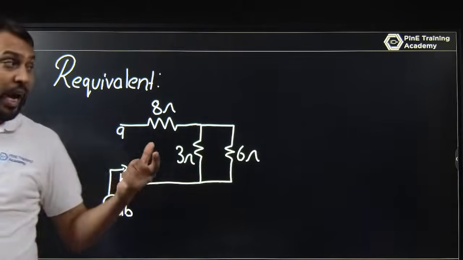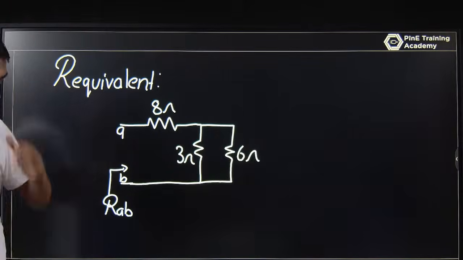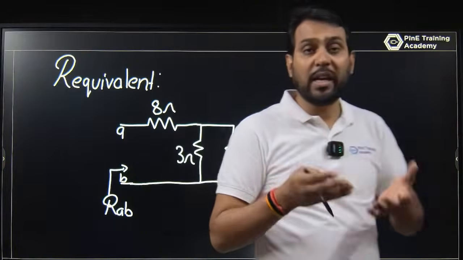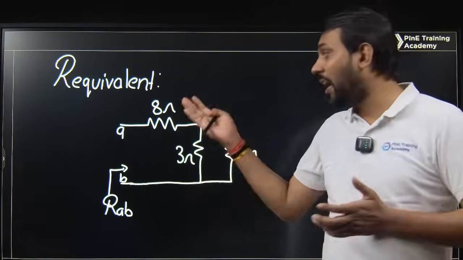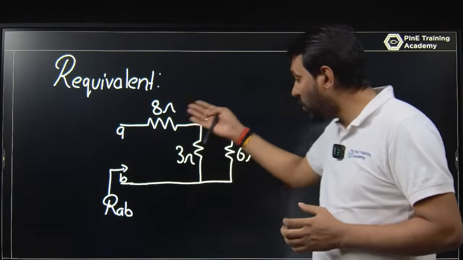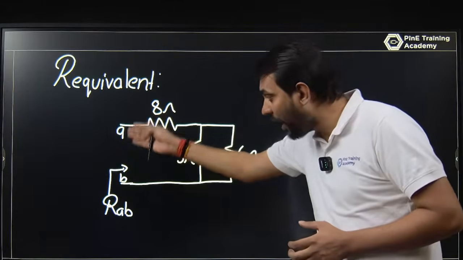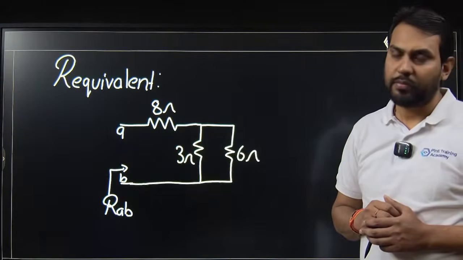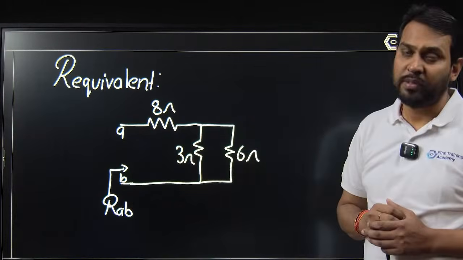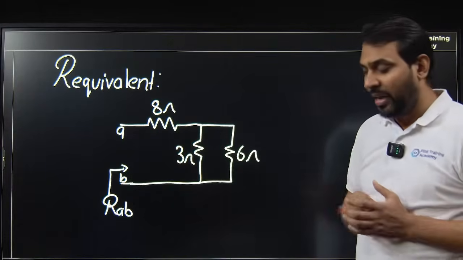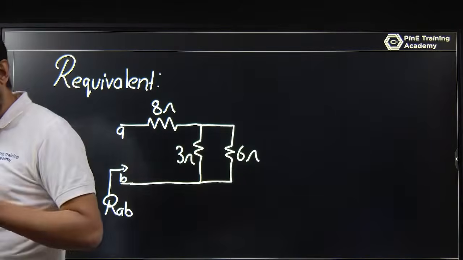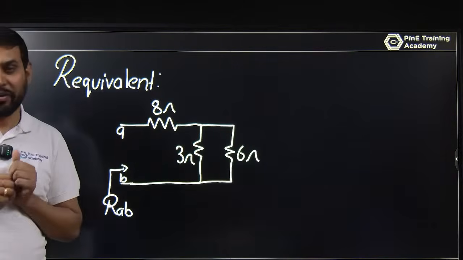So where you are using R equivalent, or talking about an RC circuit, in an RC circuit you require tau. Tau is basically R equivalent times C equivalent. So R equivalent helps you decide what the total impedance is across AB. How can you figure that out? By the help of series and parallel only.